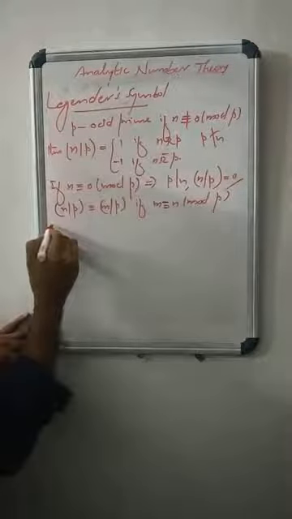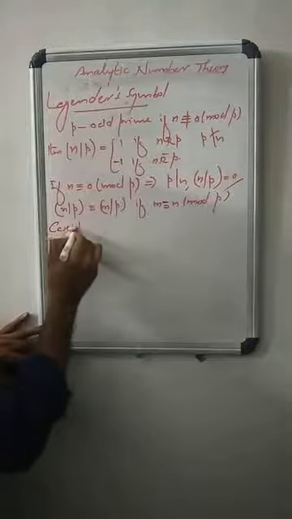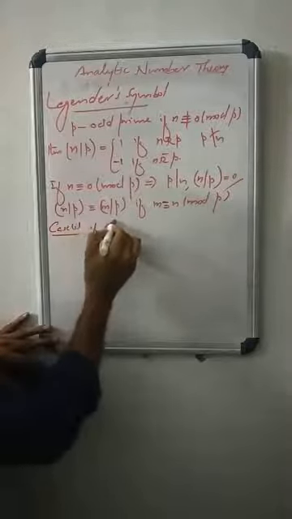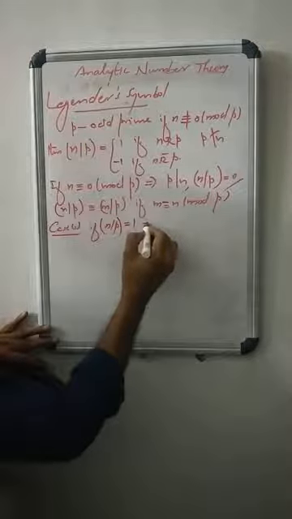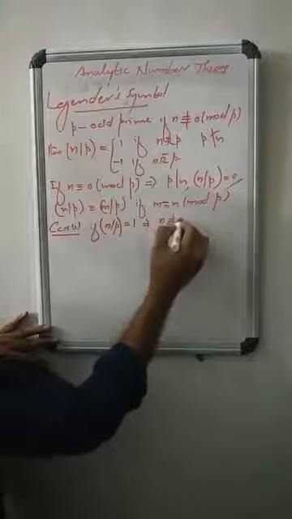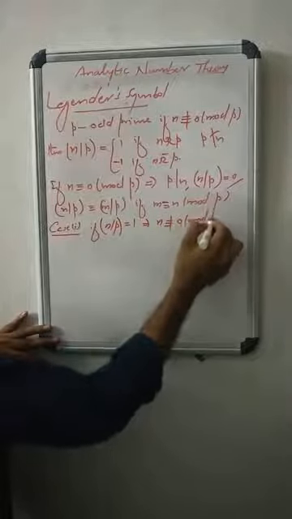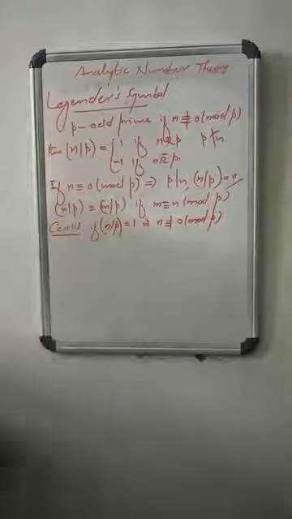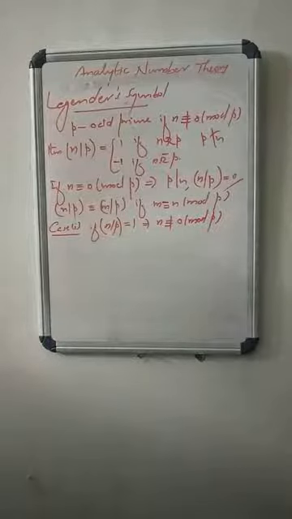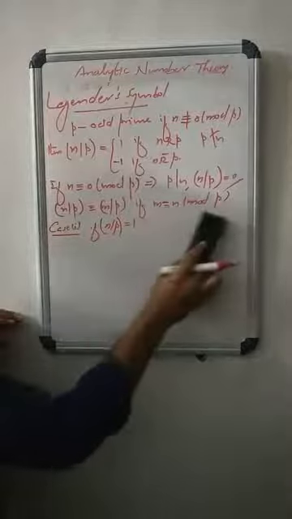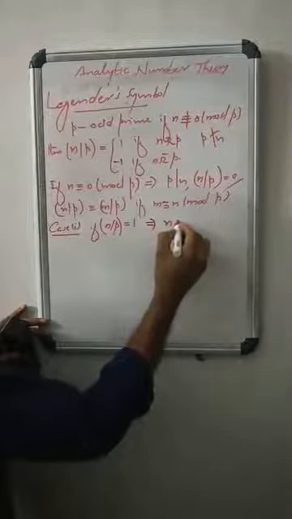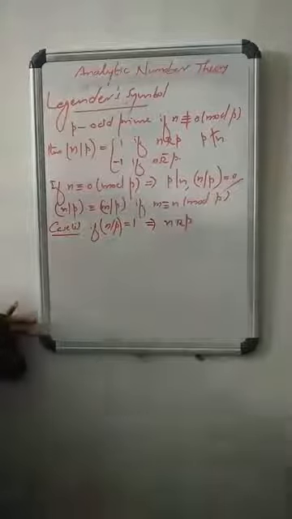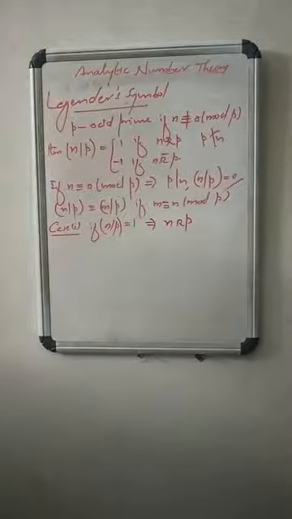So case first. If n by p is 1, that means n is not congruent to 0 mod p. What is n by p equals 1? n by p equals 1 means n is a quadratic residue mod p, that is QR_p, quadratic residues mod p.